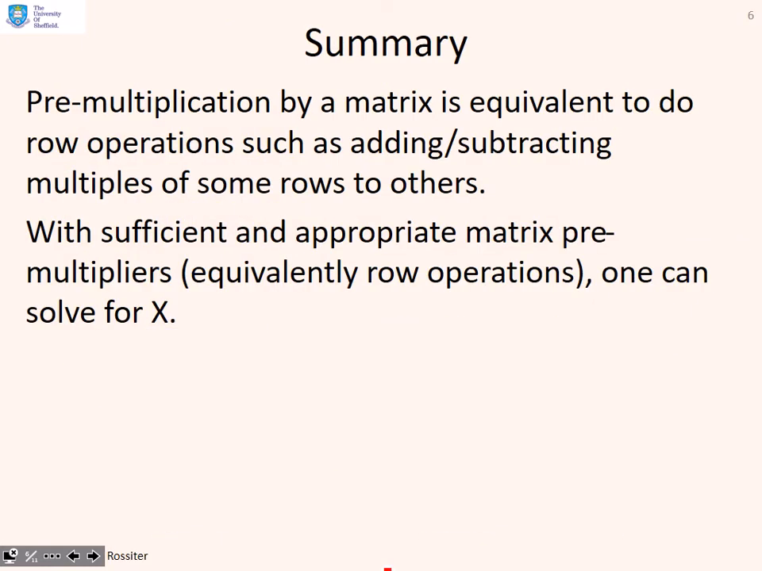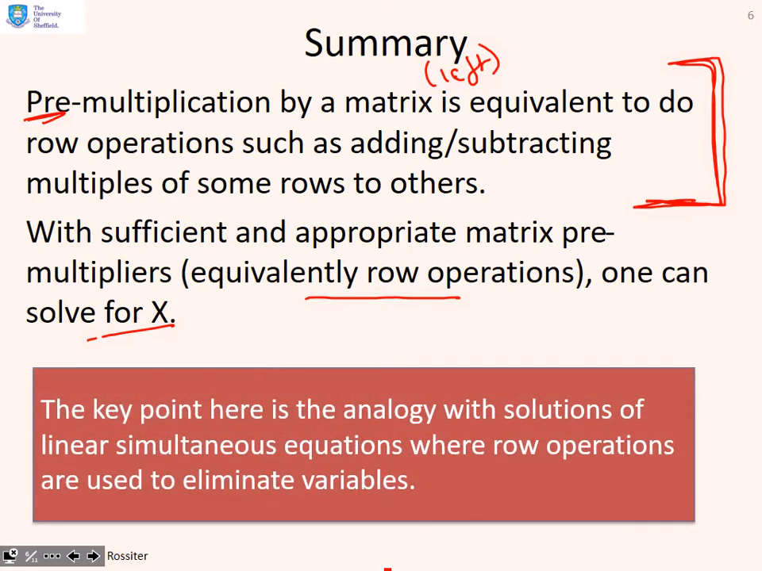So in summary, pre-multiplication by a matrix, and I should put here, this is on the left, but I have used the word pre-multiplication, is equivalent to doing row operations such as adding and subtracting multiples of some rows to others, and that's the key statement. So if you can think of a row operation, you can think of an equivalent left multiplier. With sufficient and appropriate matrix pre-multipliers, or equivalently row operations, you can solve for x. So that's what we're going to try and do. And the key point is the analogy with the solution of linear simultaneous equations, where row operations are used to eliminate variables. And in essence, we're going to represent these row operations as matrix multipliers.